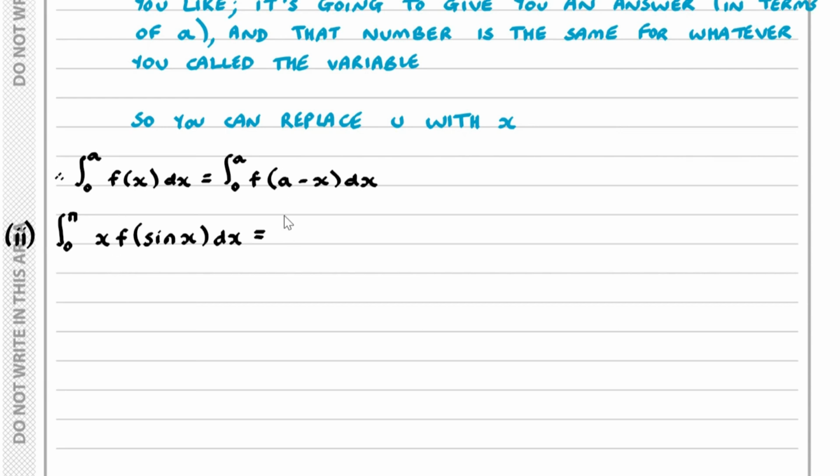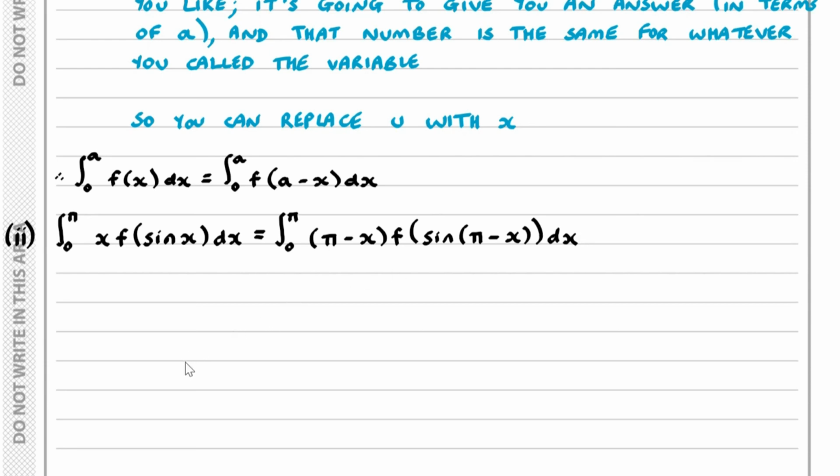And this is the same as integrating from 0 to pi. Now I'm going to replace the x with a minus x, where a is pi. So I'm going to have pi minus x multiplied by f of the sine of pi minus x dx.